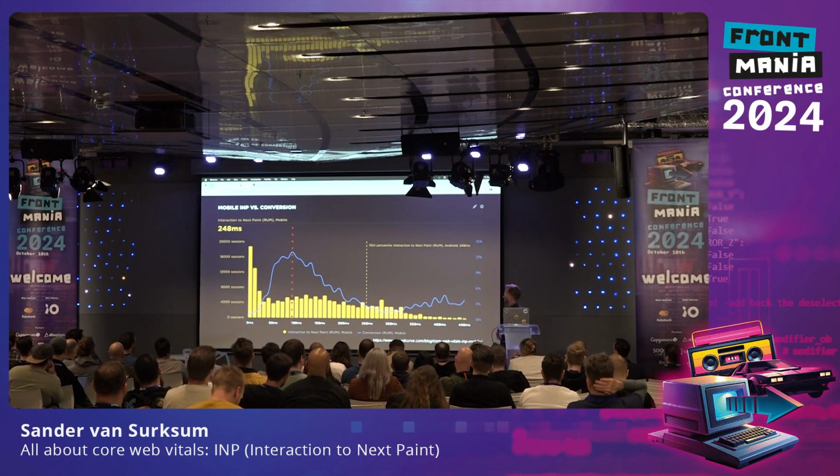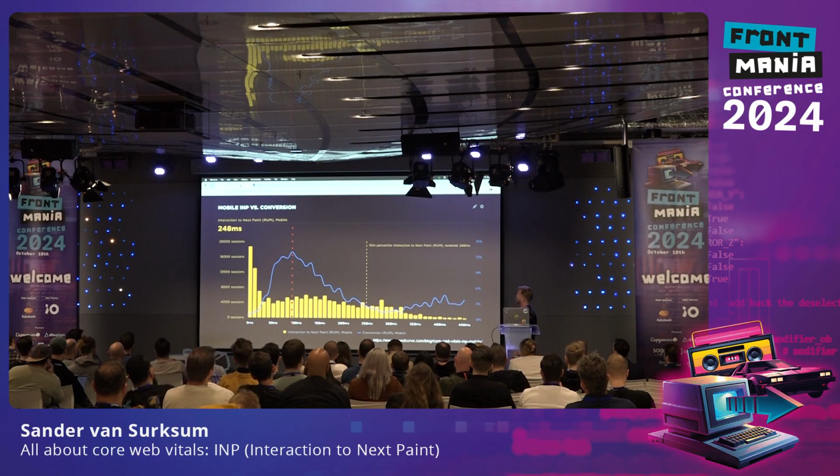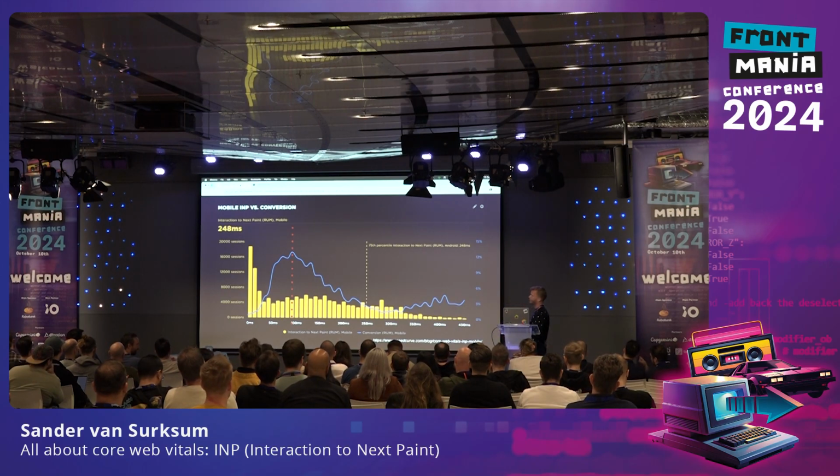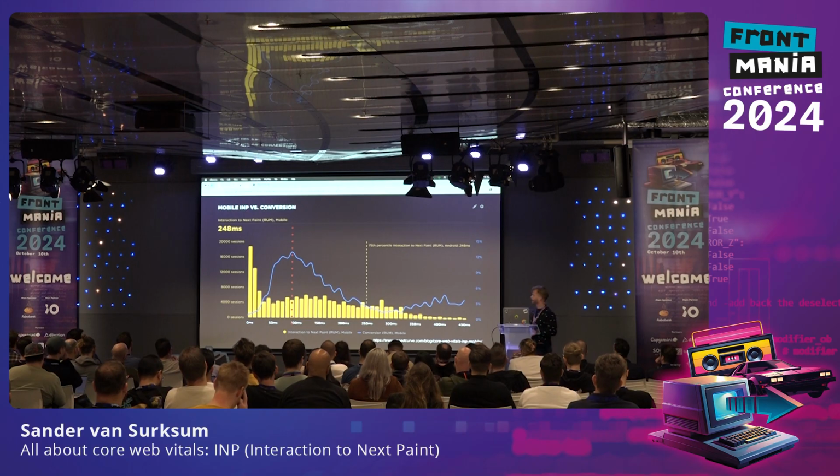What you can see over here is on the vertical axis you see the amount of sessions, and on the horizontal axis you see the INP value, and the blue line is the conversion rate. And basically what you can see over here is that the sweet spot is around 100 milliseconds. So there is a correlation with conversion.